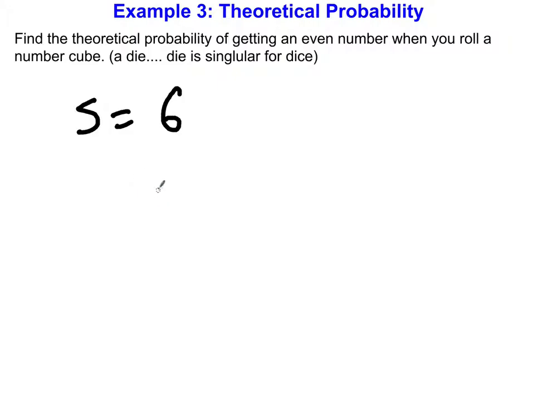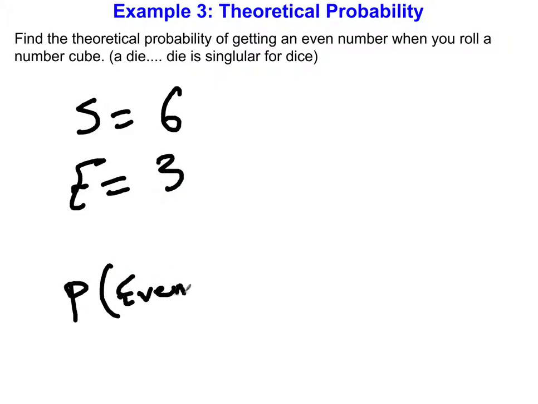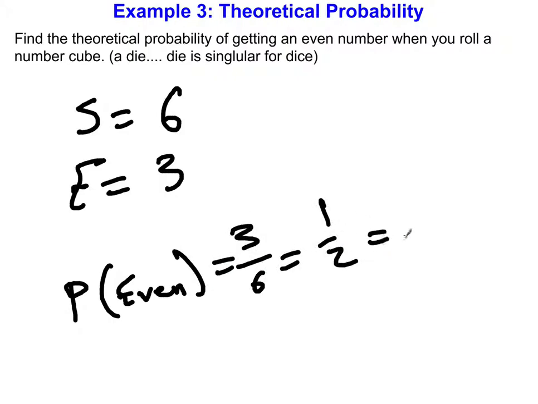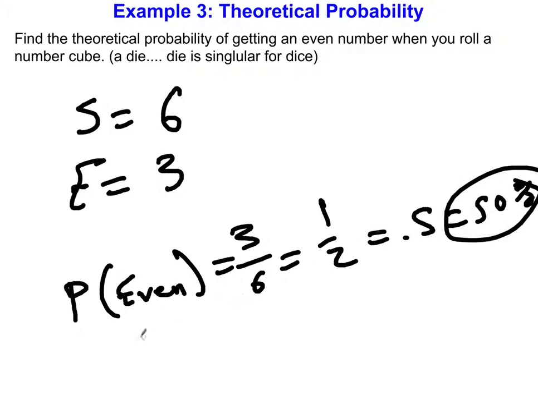Find the theoretical probability of getting an even number. So we're interested in getting an even number. Well, you can get an even number by getting a 2, a 4, or a 6. That's the only ways that you can get it. So the size is 3. There are 3 ways that you can get an even number. So the probability that you get an even number is equal to 3 out of 6, which is 1/2, or 0.5, or 50%. 50% chance that you'll get an even number.